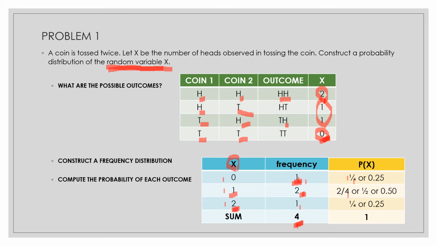Sabi natin kanina that the sum of the probabilities should be equal to 1. So let us check. 0.25 plus 0.5 plus 0.25, that is equal to 1. Therefore, tama yung ating sagot.